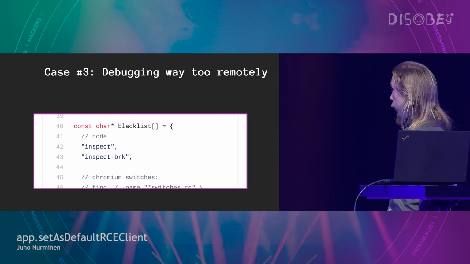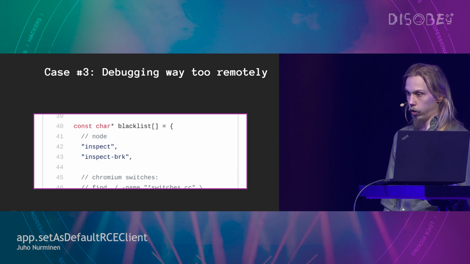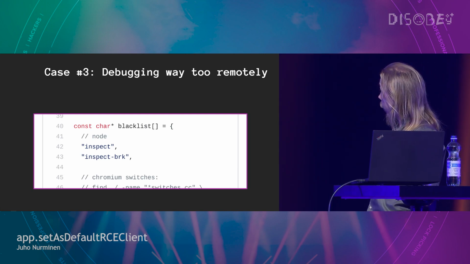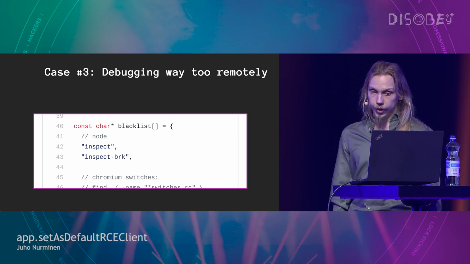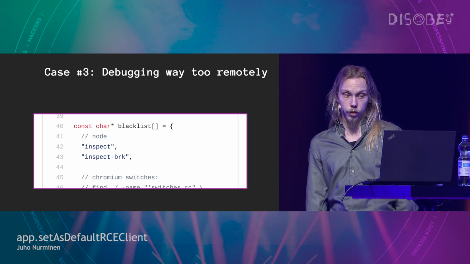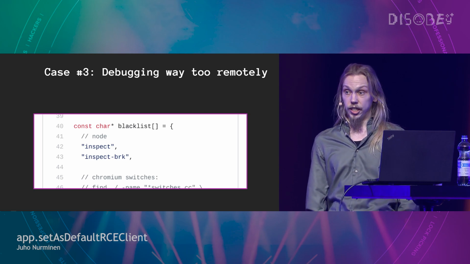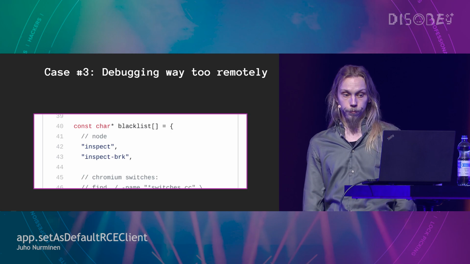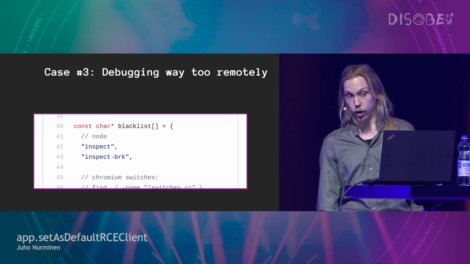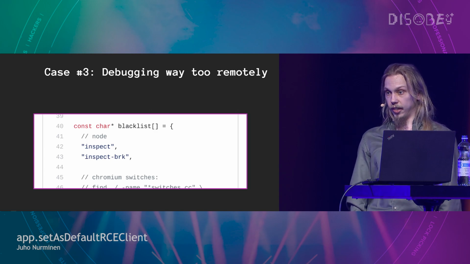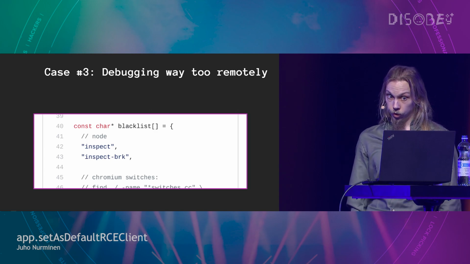Here's a close-up of the blacklist you already saw in an earlier slide. See the problem? There are 2 blacklisted node switches, inspect and inspect-brk, which enable remote debugging. They're Node.js switches, so they don't respect the delimiter, yet processing the blacklist stops at the delimiter.